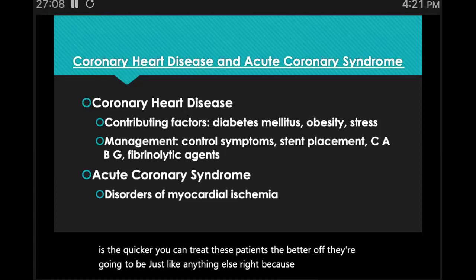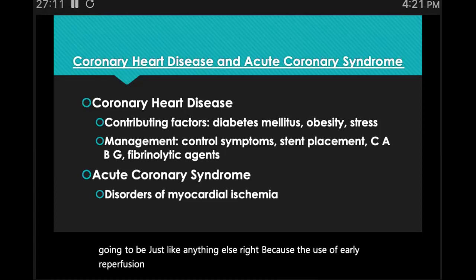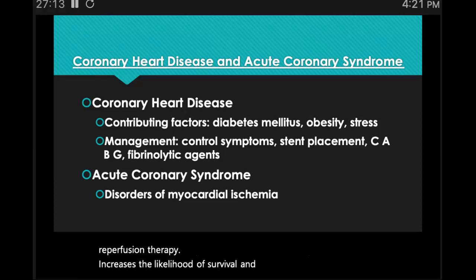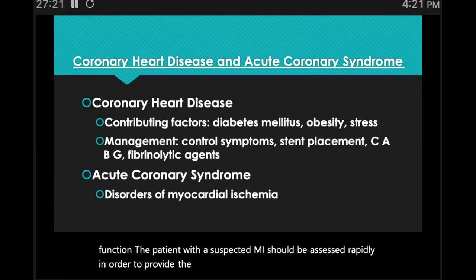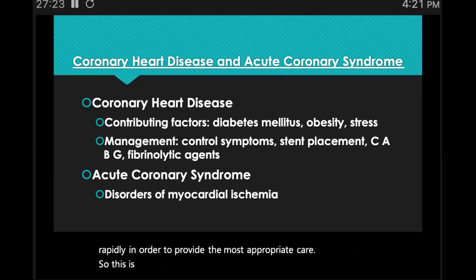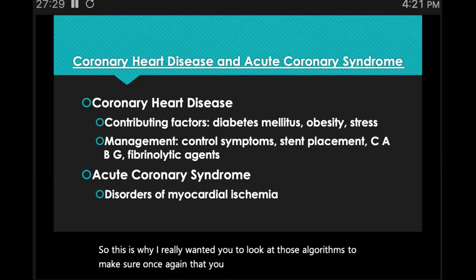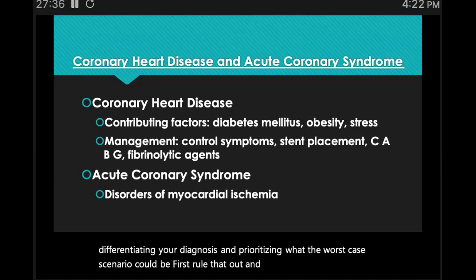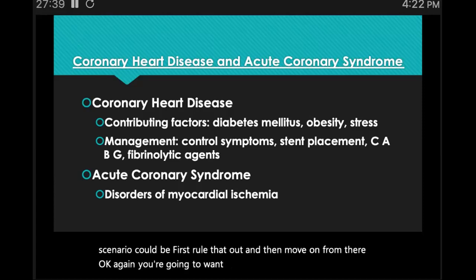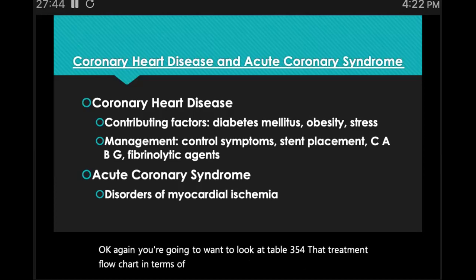Because the use of early reperfusion therapy increases the likelihood of survival and it improves left ventricular function, the patient with a suspected MI should be assessed rapidly in order to provide the most appropriate care. So this is why I really wanted you to look at those algorithms to make sure, once again, that you are differentiating your diagnoses and prioritizing what the worst case scenario could be first, rule that out, and then move on from there. Okay. Again, you're going to want to look at table 35.4, that treatment flow chart in terms of unstable angina.